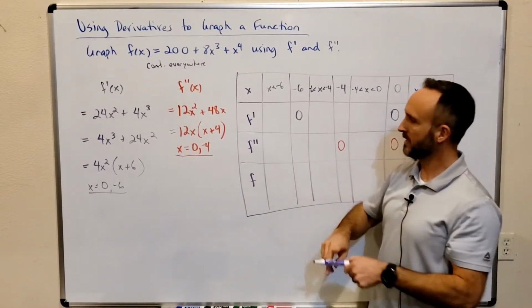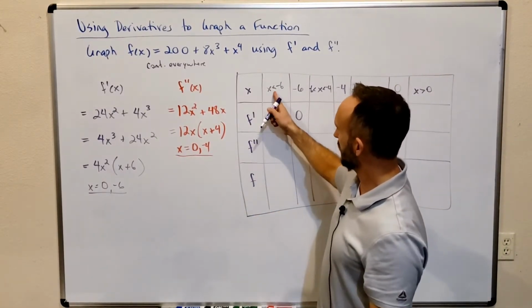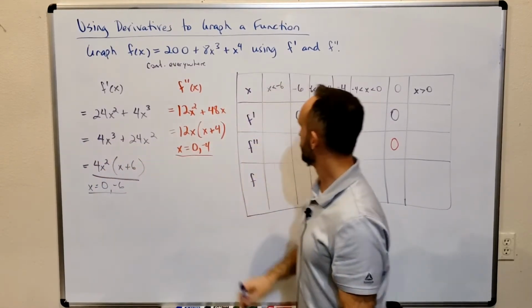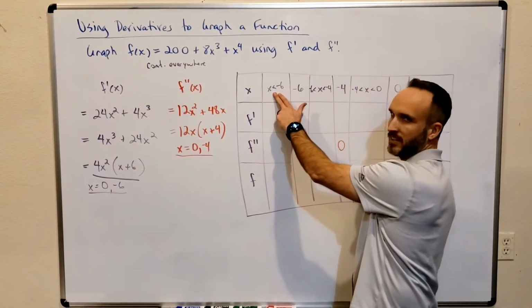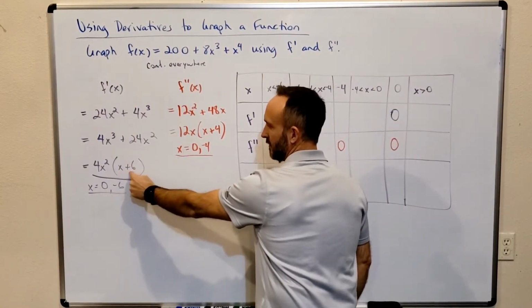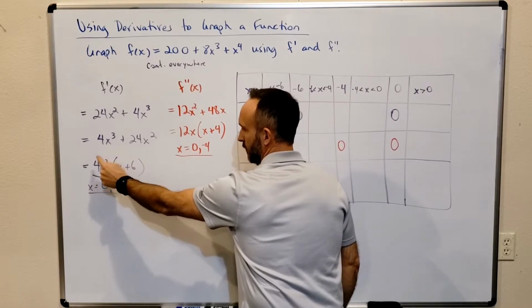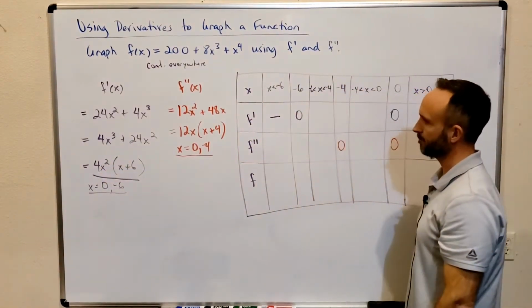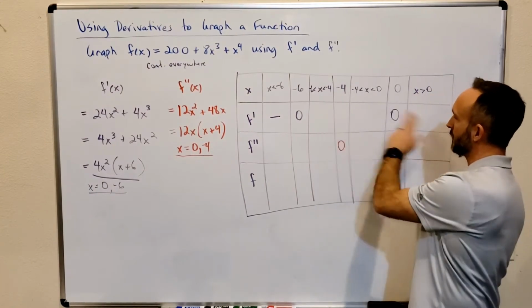Now, all I'm going to do is think about which x values I have and how they affect my f prime. So if x is less than negative 6, x plus 6 is negative, x squared is positive. So we have 4 times positive times negative, so f prime is negative. And then we could do the same for the rest of the intervals.